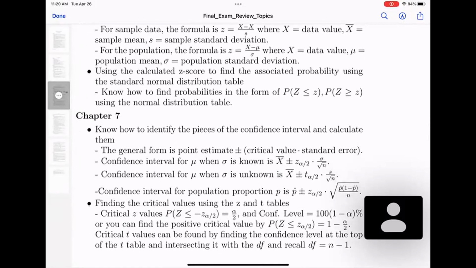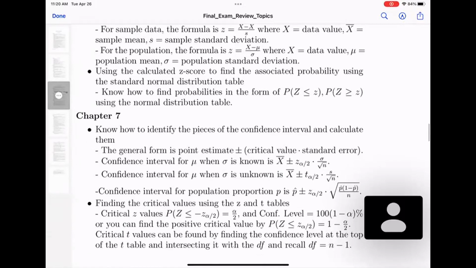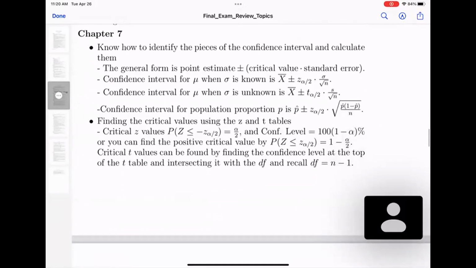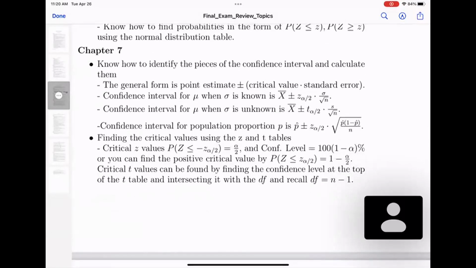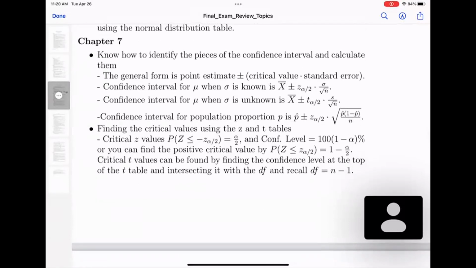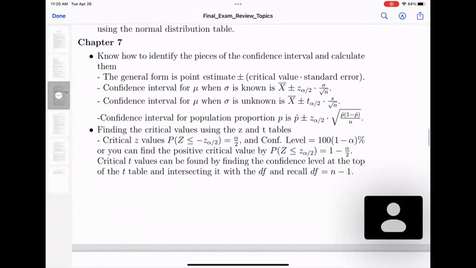So there were some examples that we did in the notes and some on the practice. I don't know if there's one on the practice exam or not, but I'll go over one. Then chapter 7. This part one is quite long. So this is all about confidence intervals. So know how to identify the pieces of the confidence interval and calculate them. So the first thing we talked about was the general form of a confidence interval. So it was a point estimate plus or minus the margin of error. And you could find the margin of error by taking the critical value and multiplying it by the standard error.